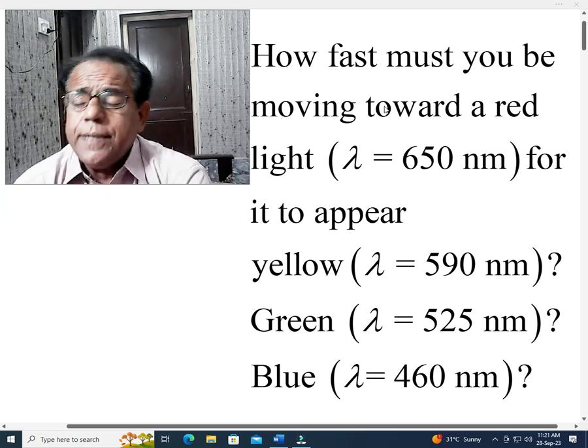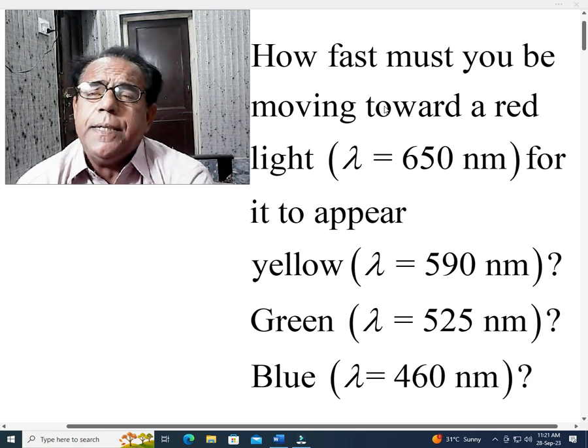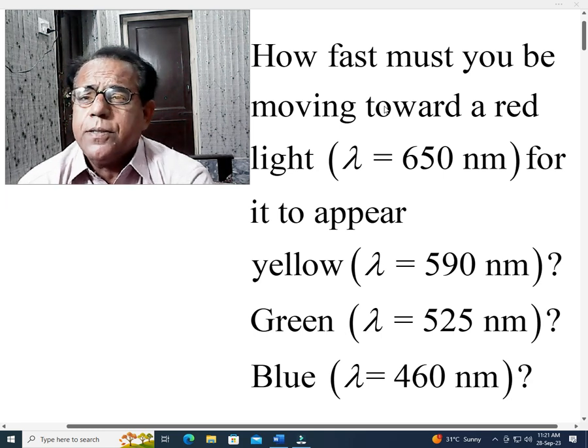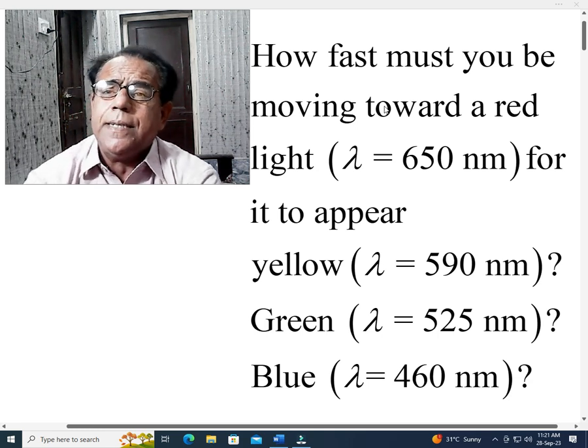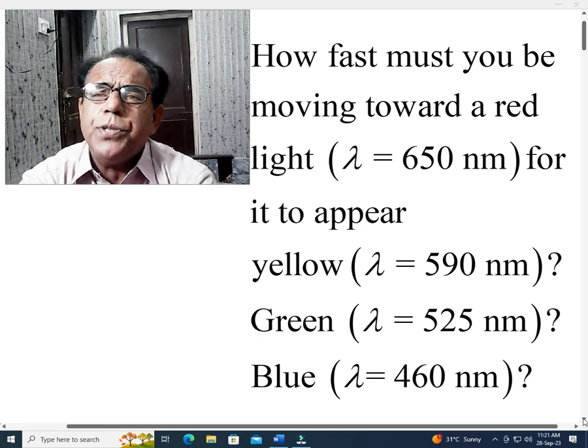So dear students, in other words, this problem can be split into three parts. Not A, B, C, but it is our discretion whether we split them as part A, B, C or case 1, 2, 3.